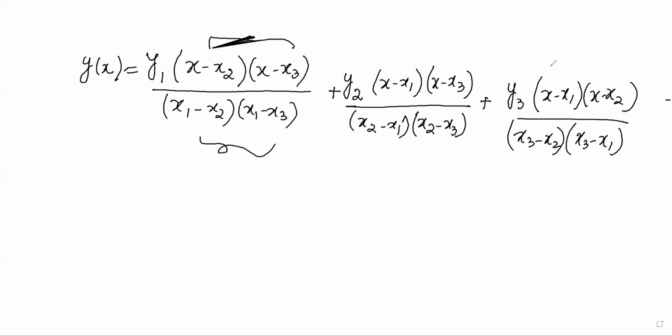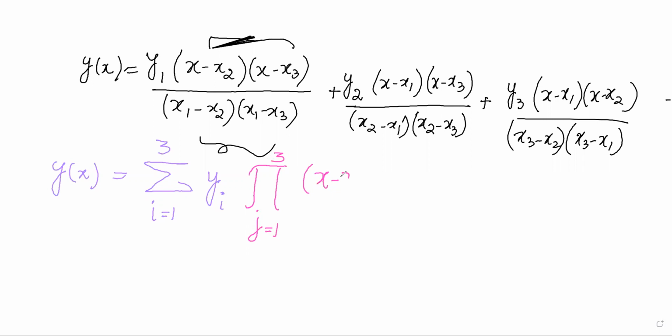Now let's simplify this. This is written as y of x is equal to, we have y1, y2, y3. We write this as summation i going from 1 to 3 of yi. Because I know that this will be y1 plus y2 plus y3, but not only that, you have a big term in the product. The product term is written like this: product, with j going from 1 to 3, of x minus xj divided by xi minus xj.